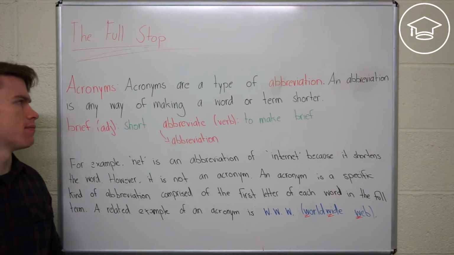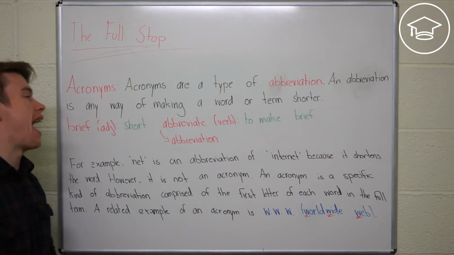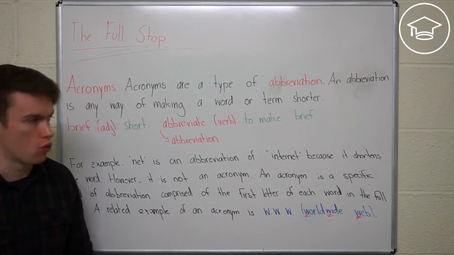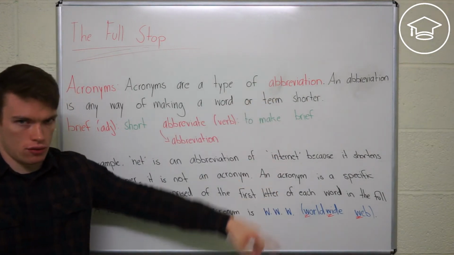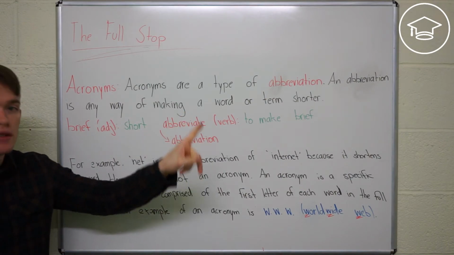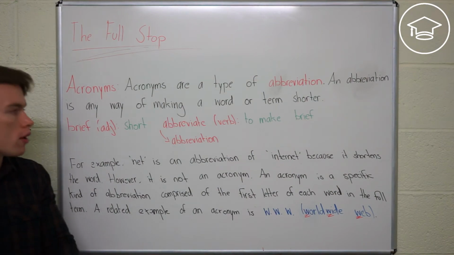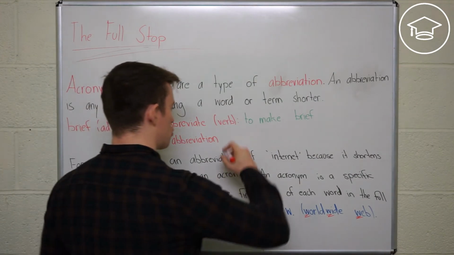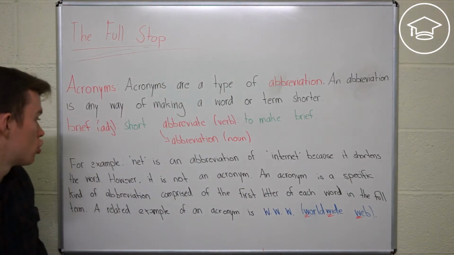What are acronyms? Acronyms are a type of abbreviation. An abbreviation is any way of making a word or term comprised of several different words shorter. Okay, so what is an abbreviation? Well, brief means short. To abbreviate is a verb, which means to make brief, to make short, to shorten. And abbreviation is the noun form of the verb to abbreviate. Okay, so it's a way of making a word or a term shorter.